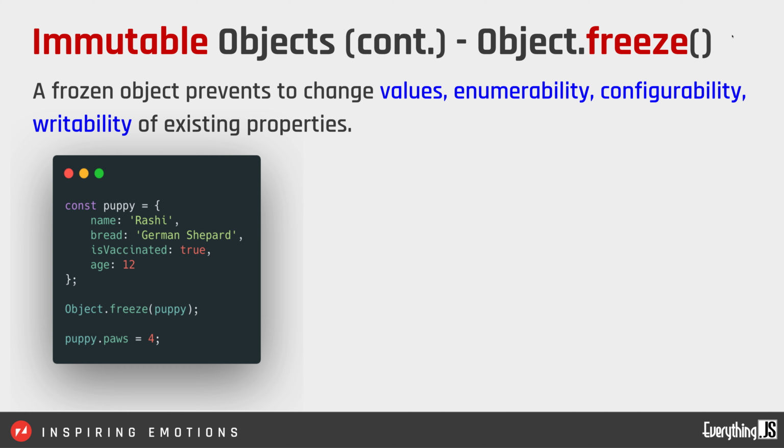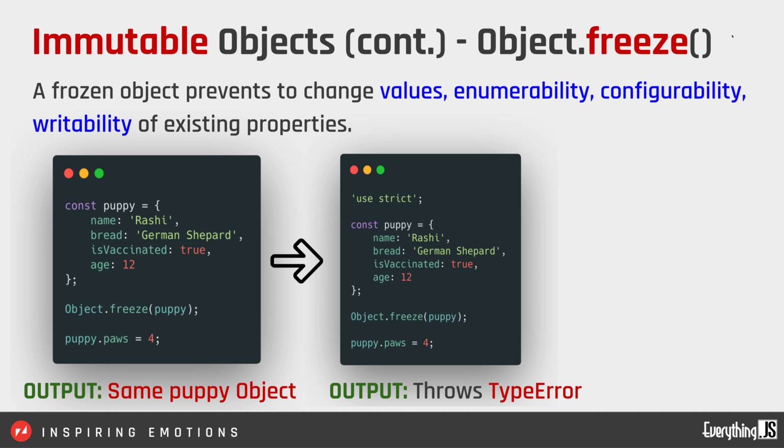That is something I'm not going to answer. Try it out when you get some leisure time. The output is the same puppy object, because it doesn't throw any errors. But if we use strict mode with freeze, then initializing a value onto a new property does throw a type error.